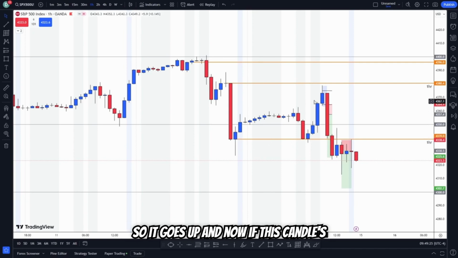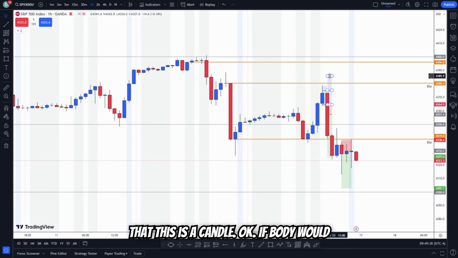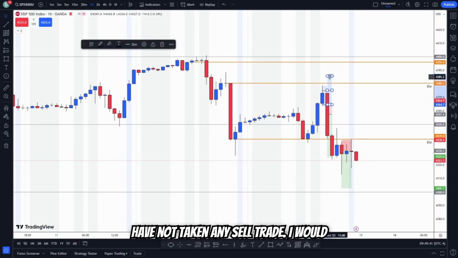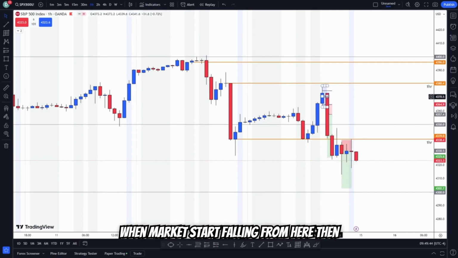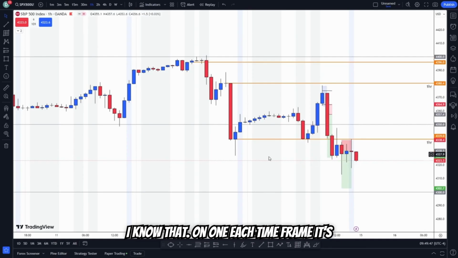Think about that. So it goes up, and now if this candle's body would have closed above this candle's body, for example, if there was a candle like this, okay, think that this is a candle. If the body would have closed above here, then I would not have taken any sell trade. I would have gone for the buys. But I see that when markets start falling from here, then I know that on the 1H time frame it's bearish.